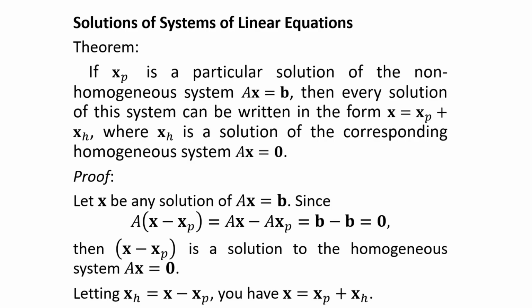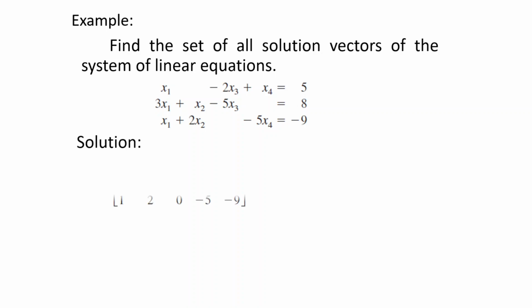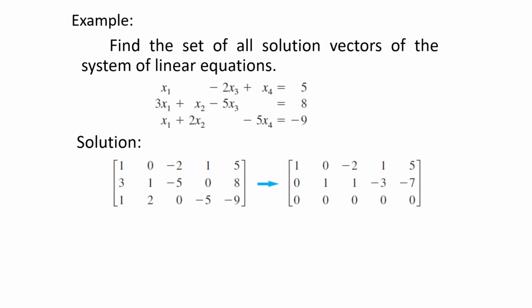Now for the example, find the set of all solution vectors of the system of linear equations. That is, we have this. Okay, so we have 3 equations and 4 unknowns. So we first write the augmented matrix corresponding to this linear system. And again, we apply elementary row operations. We can obtain its reduced row echelon form. So we have that. You can verify that again.